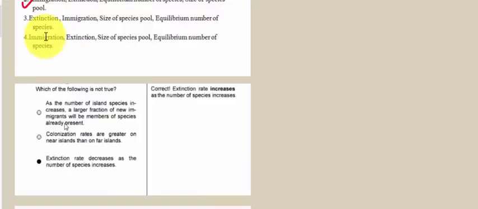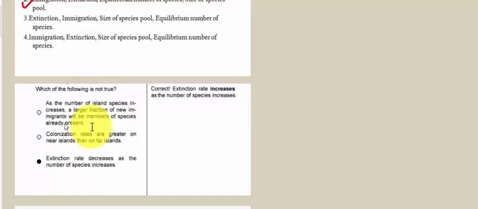Next question is, which of the following is not true? So you need to find the wrong statement. CSIR always gives this type of question, that which of the statements is not true. So the first option is: as the number of island species increases, a larger fraction of new immigrants will be members of the species already present. As I already mentioned, as the number of island species increases, a larger fraction of new immigrants will be members of the species already present.